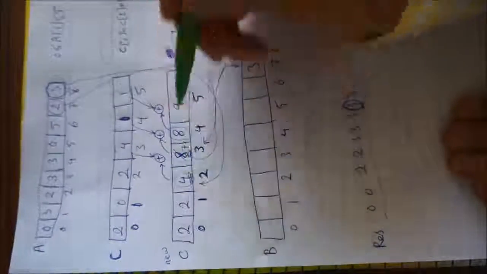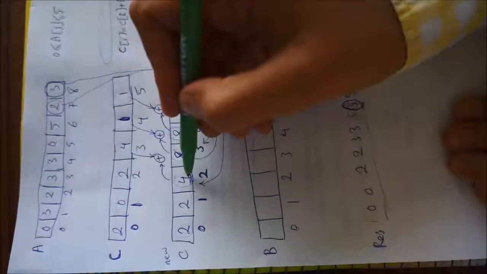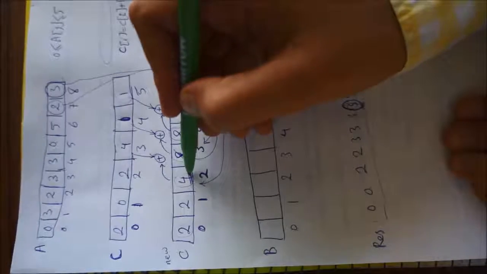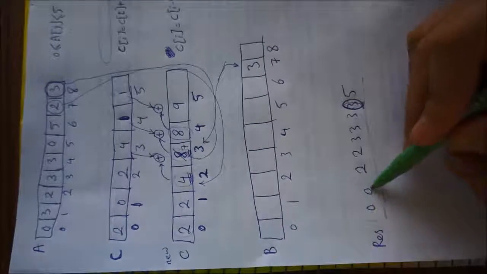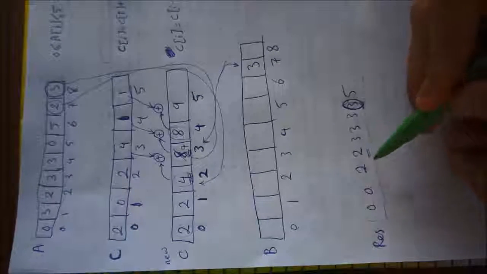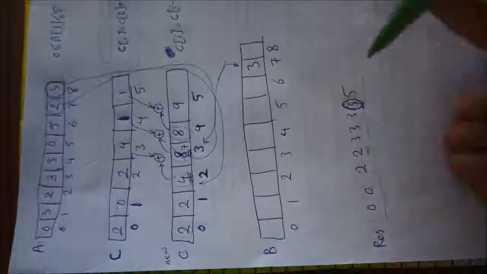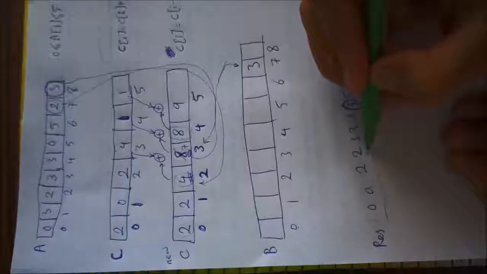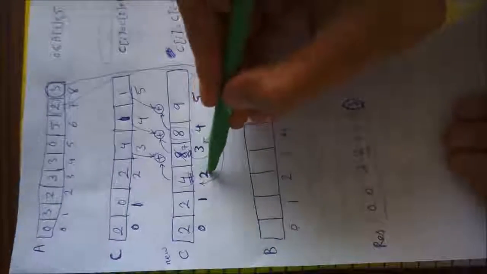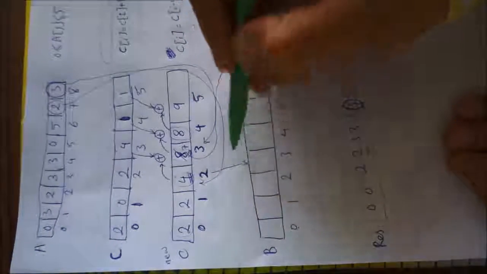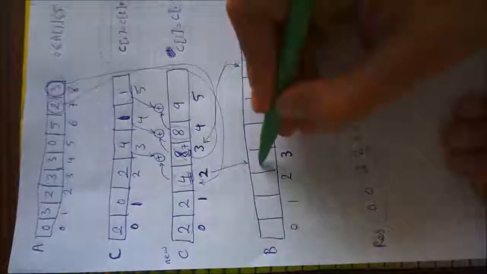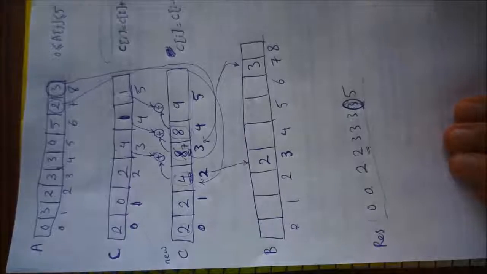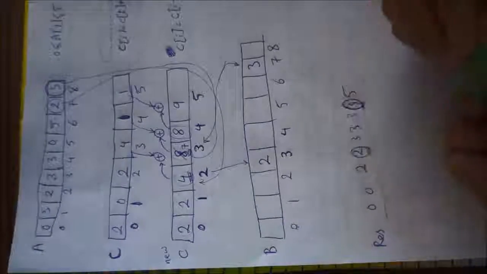This 4, again, based on the definition, means that I have 4 numbers that are less than or equal to 2. If you look at the result, 1, 2, 3, 4, see? We have 4 numbers that are less than or equal to 2. So the last 2 should be on the 4th position. Again, take this 2, put it on the 4th position. Remember, 4th position means the index 3, because the index starts from 0. So put the 2 there. Okay? Now we're done with this 2.